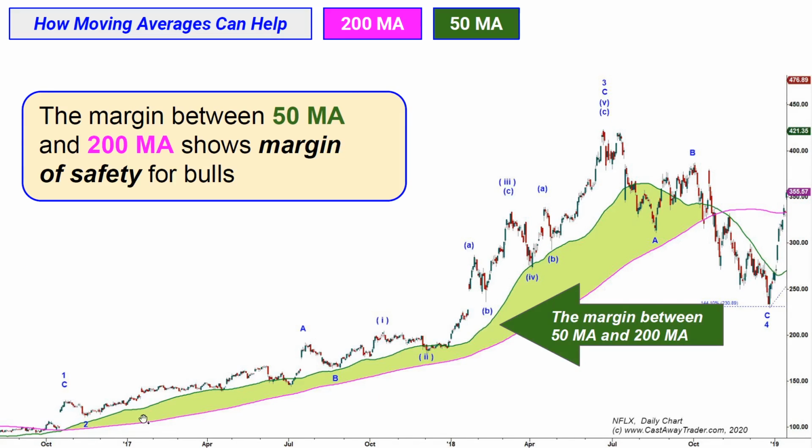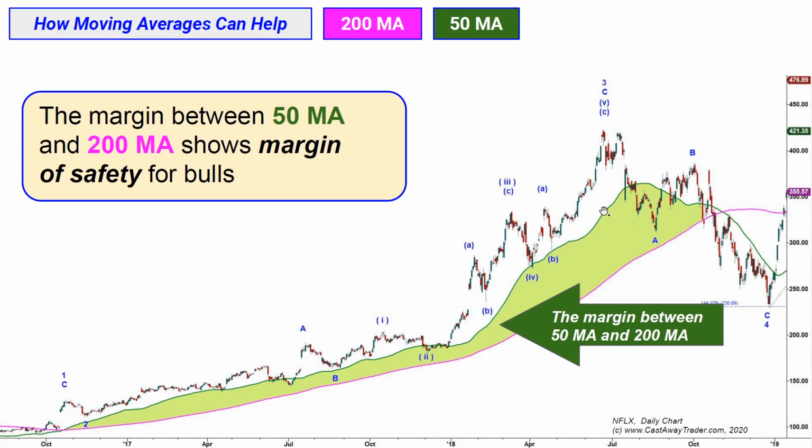Now you can see that if you could fill the distance between 50-day moving average and 200-day moving average with green color, you would be getting a band which actually would be widening. The higher price goes, the wider that margin between 50-day moving average and 200-day moving average gets. I call that margin between those two moving averages the margin of safety for bulls. The wider it gets, the safer you are with your long position.